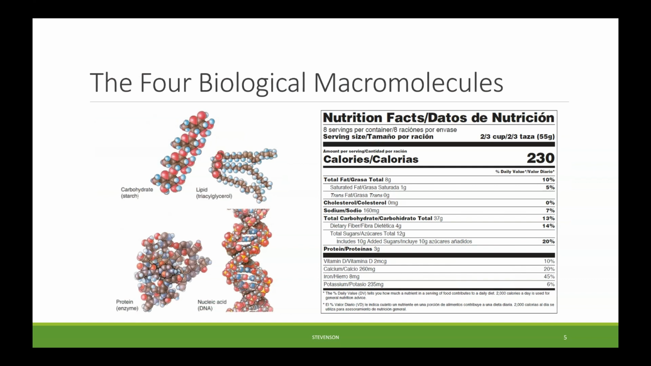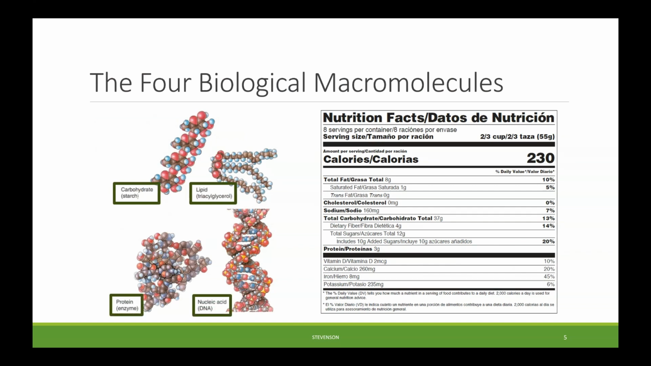You may also be familiar with this little thing called a nutrition label. And because of our existing familiarity with it, we're going to use this as the starting point of our discussion. So living organisms are mainly composed of 4 types of macromolecules. They're called macromolecules because as far as molecules go, they are very large. Macro means big. And those 4 macromolecules are carbohydrates, lipids, proteins, and nucleic acids.